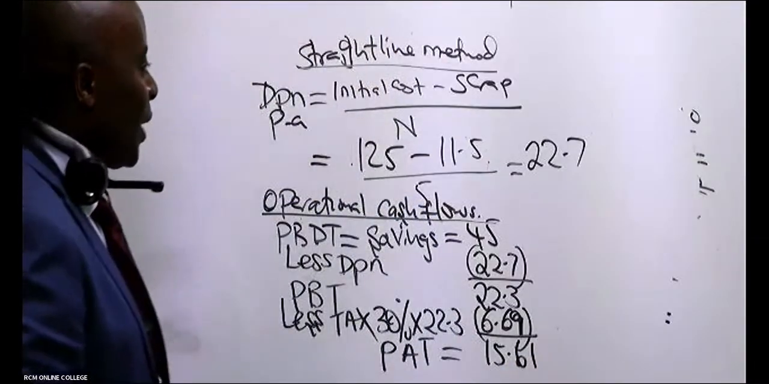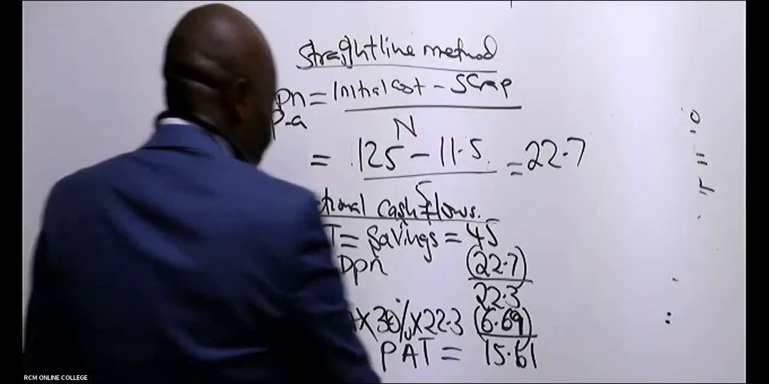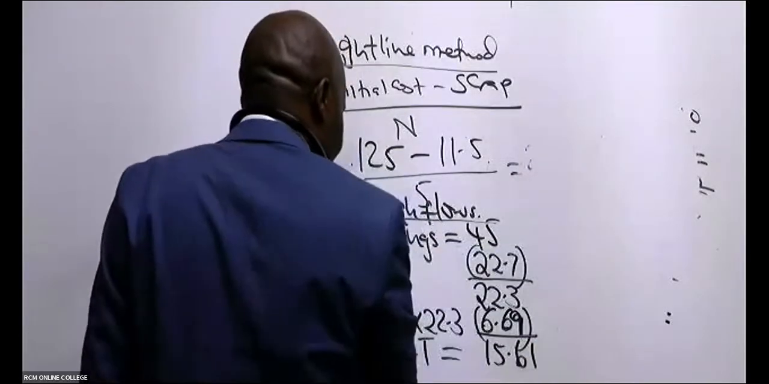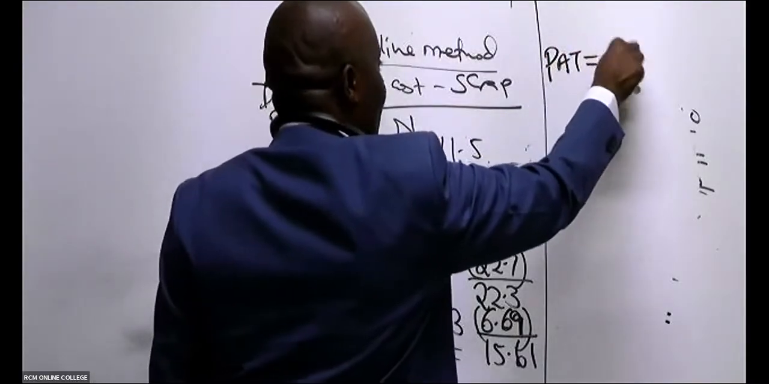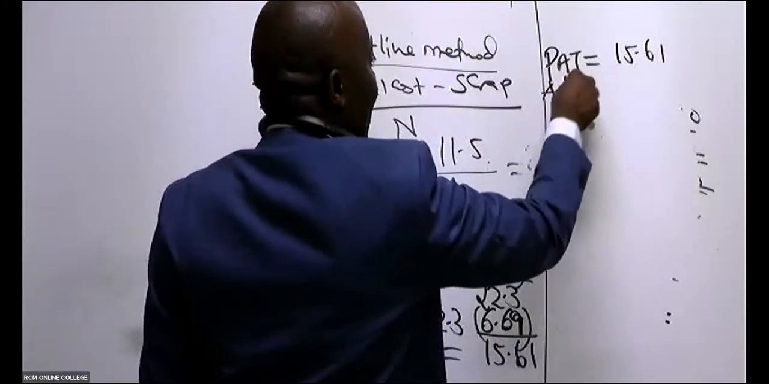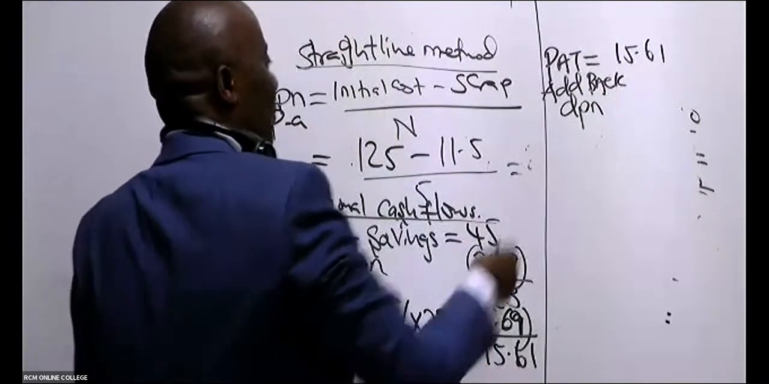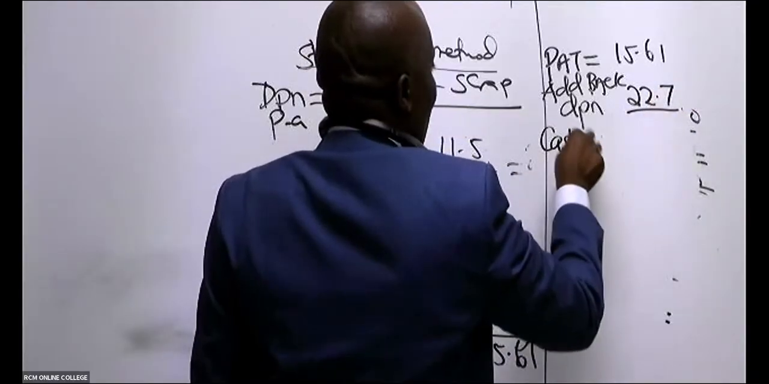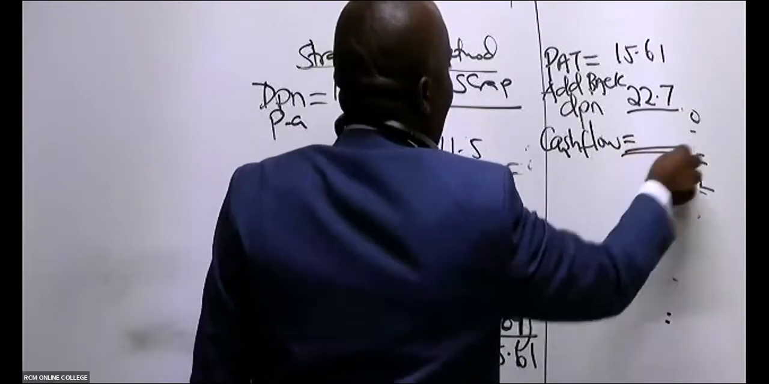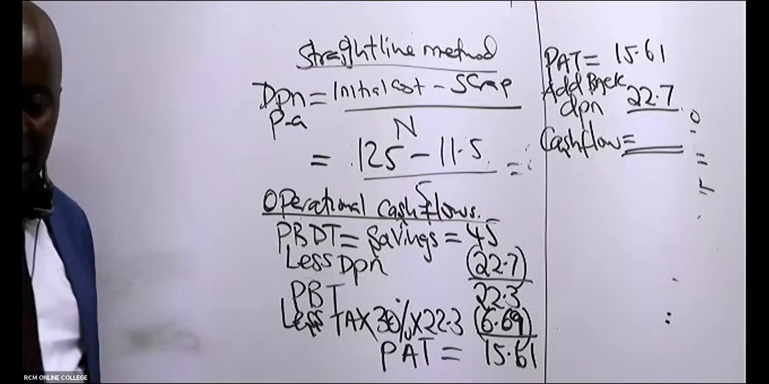So having gotten this profit after tax, because of the size of my board, I have to write somewhere. I'm squeezed board-wise because of the camera. So profit after tax is 15.61. So we come and add back non-cash, isn't it? So we add back depreciation over how much? 22.7. You are adding back for us to get what we call operational cash flow, which in this case is 38.31.